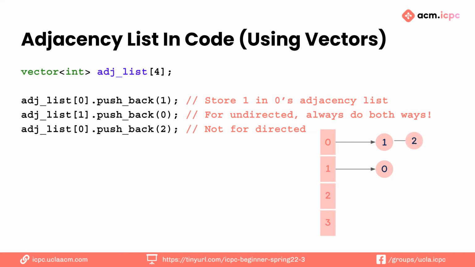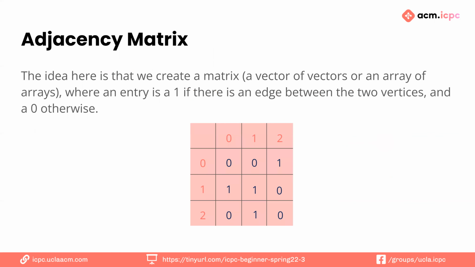So here we add 2 to the list of 0, which we use to represent an edge that goes from 0 to 2. You can think of it the other way, but it depends on your own definition. And an adjacency matrix is basically an n by n matrix where a 1 at position ij means there's an edge from vertex i to vertex j, and a 0 means there's no edge.